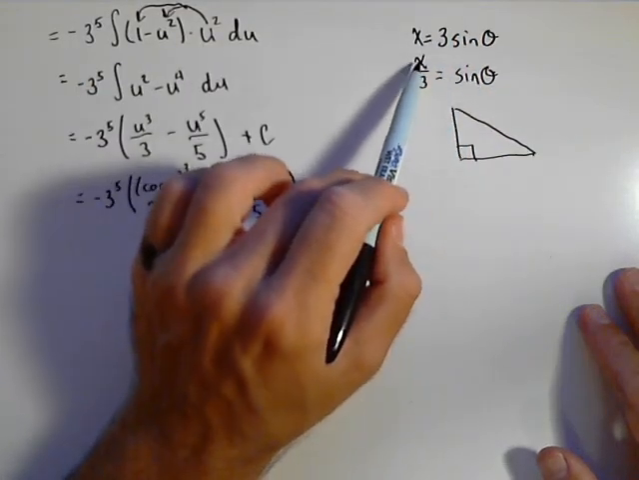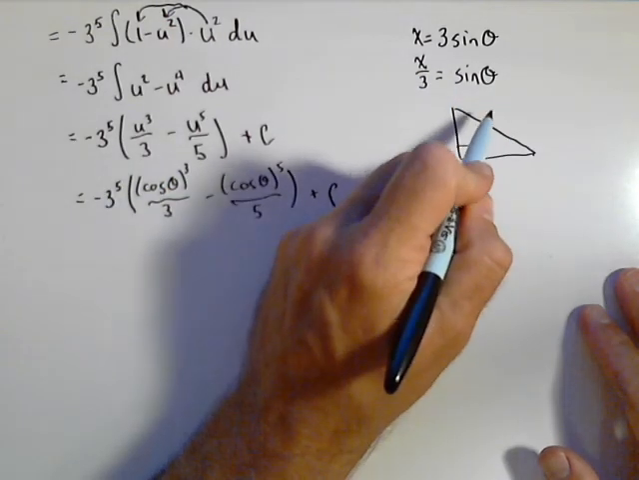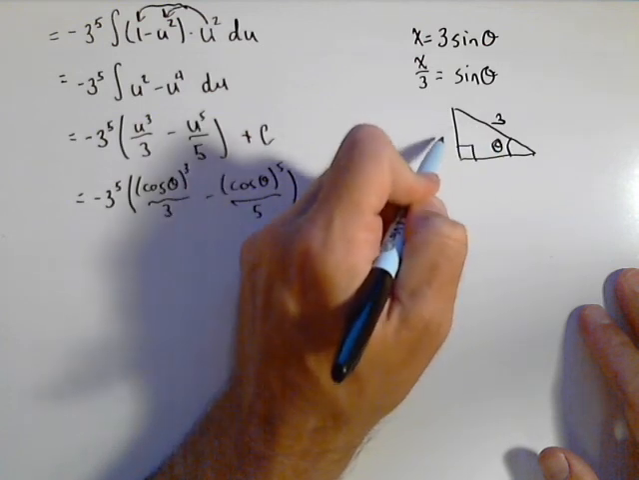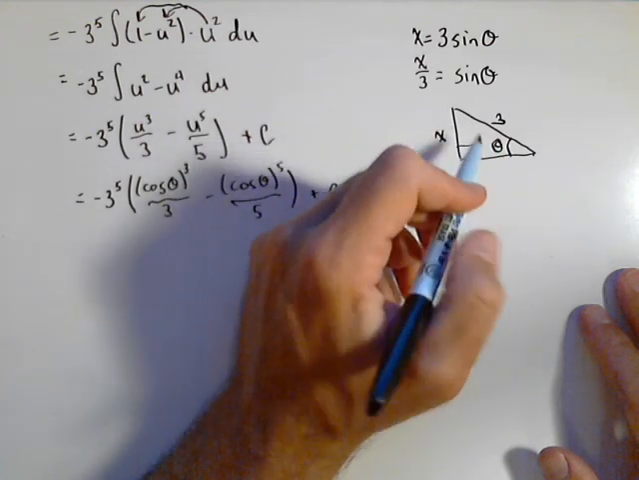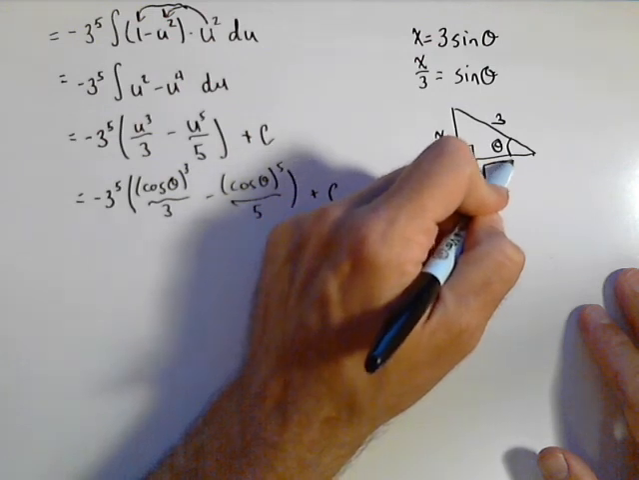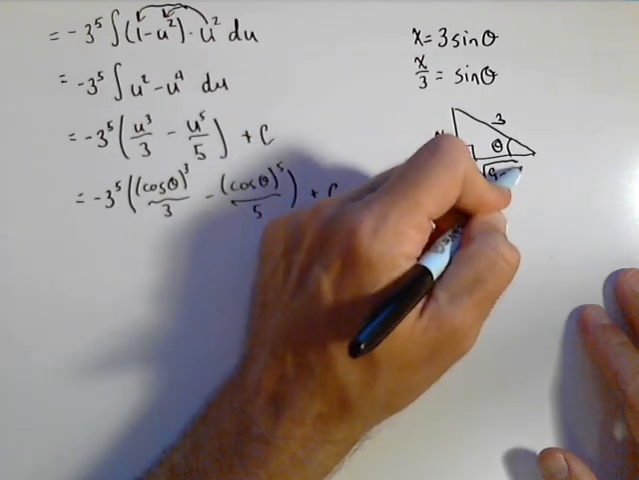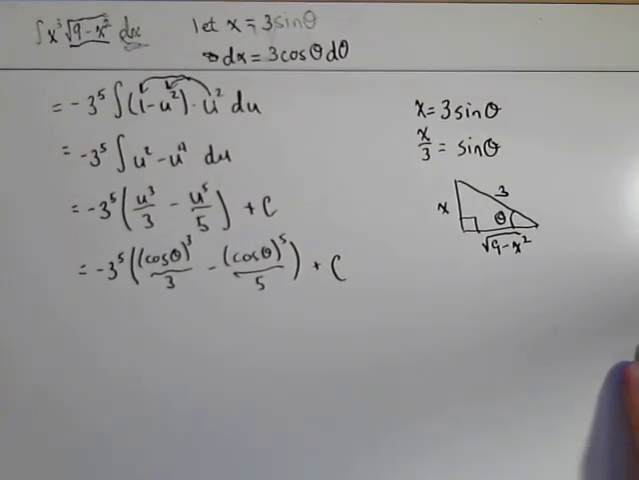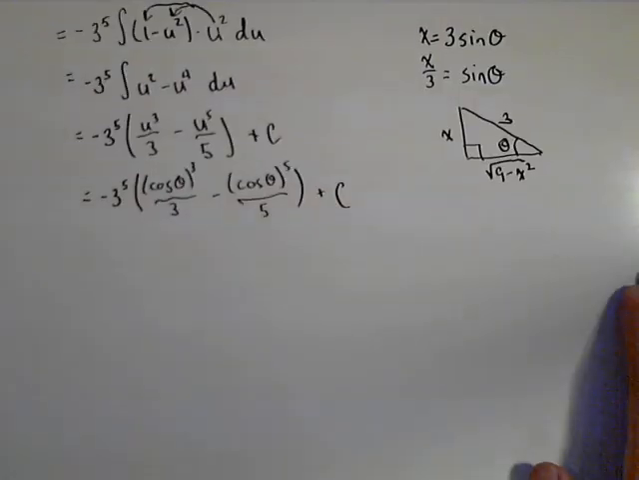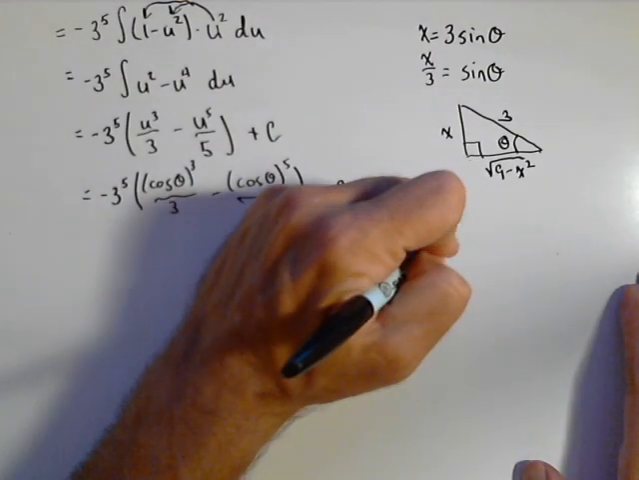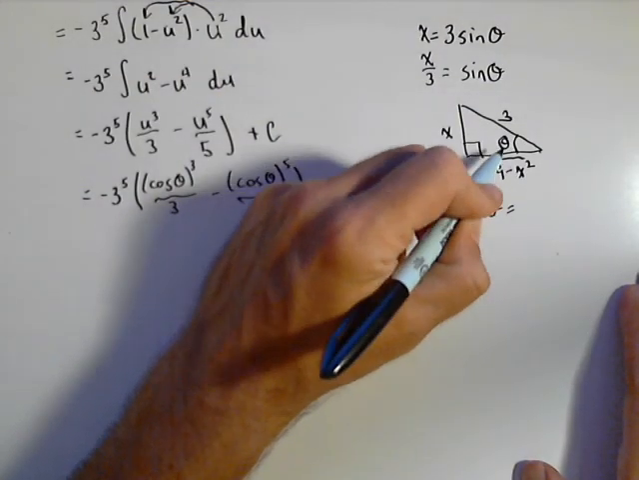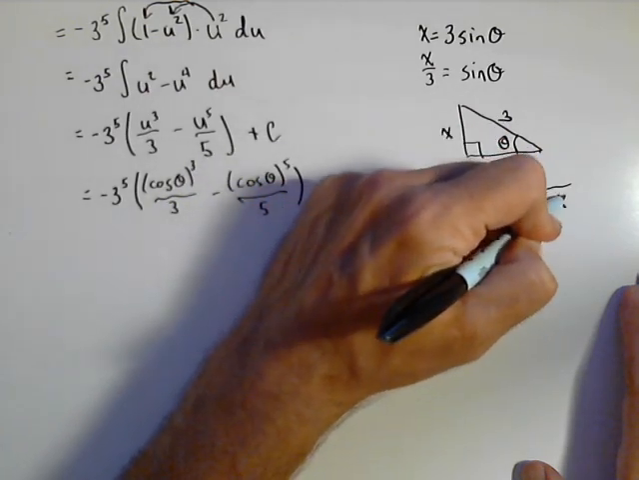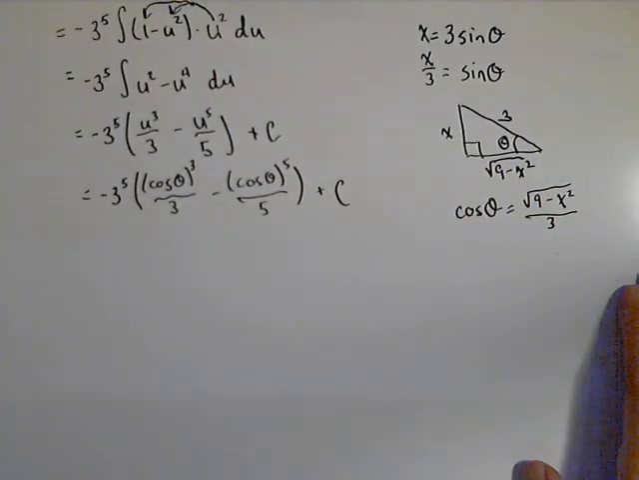Sine theta is the opposite over the hypotenuse. So 3, and if we decide to call this angle here theta, the opposite's over here. So that's x. So using the Pythagorean theorem, this is the square root of 9 minus x squared, which, if you remember our original integral, looks pretty familiar. Now I know that cosine of theta is adjacent over hypotenuse. So square root of 9 minus x squared over 3.